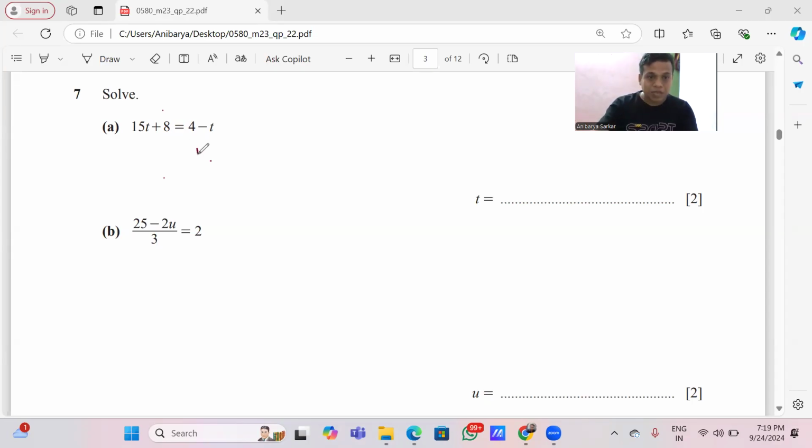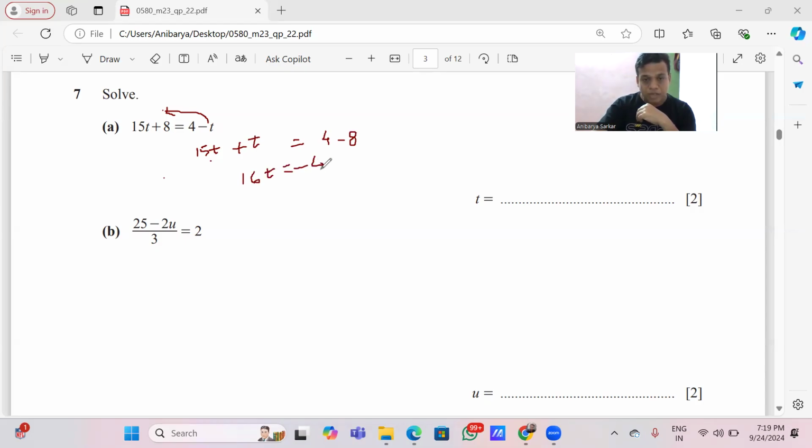So here I am taking 15t, and minus t moves to that side, the equal sign is there. Minus t moves to this side, then it is 15t plus t. Okay. And here 4 plus 8 moves to that side, minus 8. Because I told you that variable will go to the left side of equal sign, and number goes to the right side. So 15t plus t, that is 16t. 4 minus 8, that is minus 4.